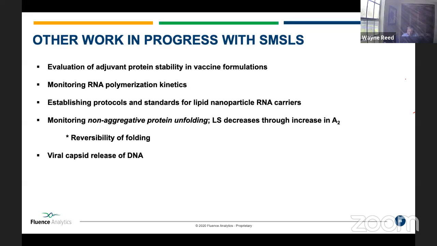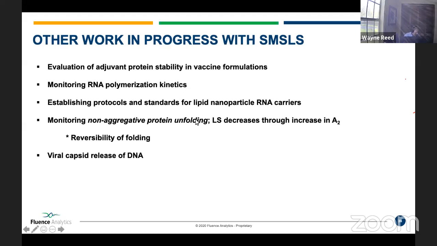And now we're looking at its reversibility, and how far we can push that with no ionic strength and still not get aggregation. Another project is viral capsid release of DNA. This is in its infancy, but it's proving to be very interesting. Is it the unfolding of the protein capsid that's releasing it, or is it the DNA denaturing and outgrowing its capsid environment? That's work in progress too.